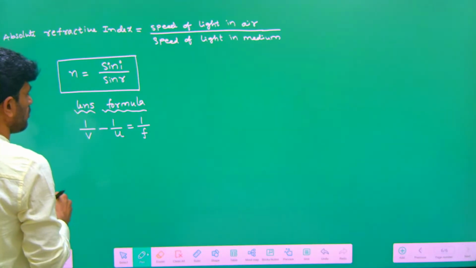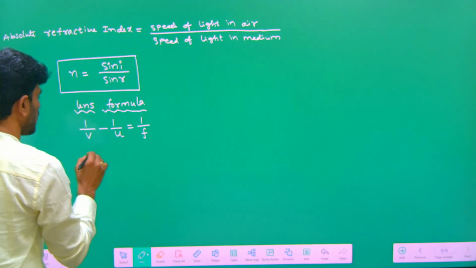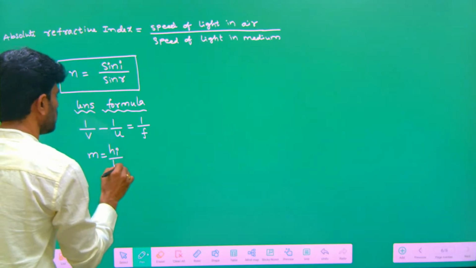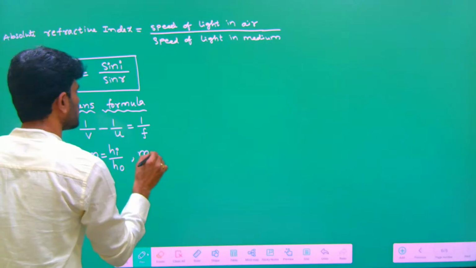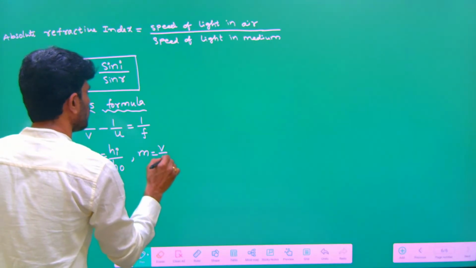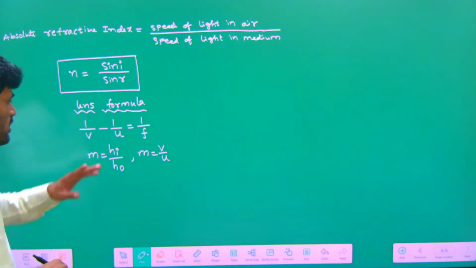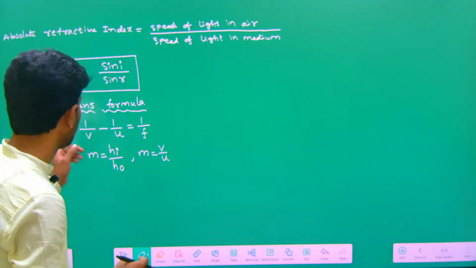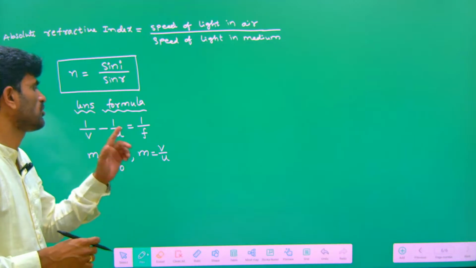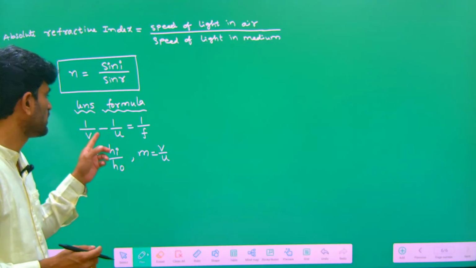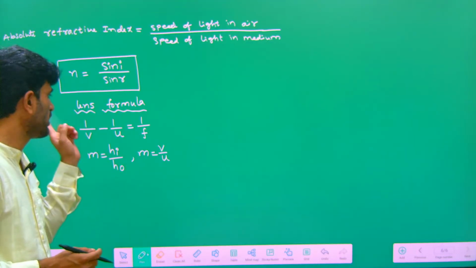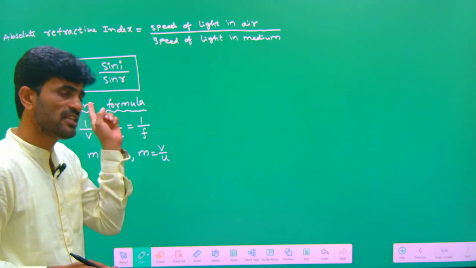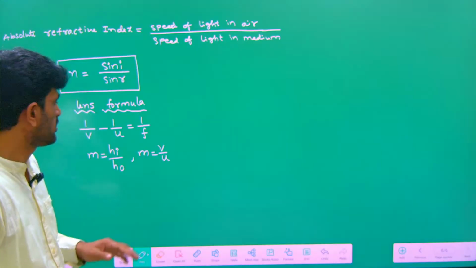And here also we have magnification, which is equal to hi by ho as it is. But another is magnification is equal to plus v by u. You should not confuse about this. There, 1 by v plus 1 by u is equal to 1 by f in mirrors. But here 1 by v minus 1 by u is equal to 1 by f in lens. Here we have plus in mirrors, minus in lens. And magnification is minus in mirrors, plus in lens. These two you have to know.